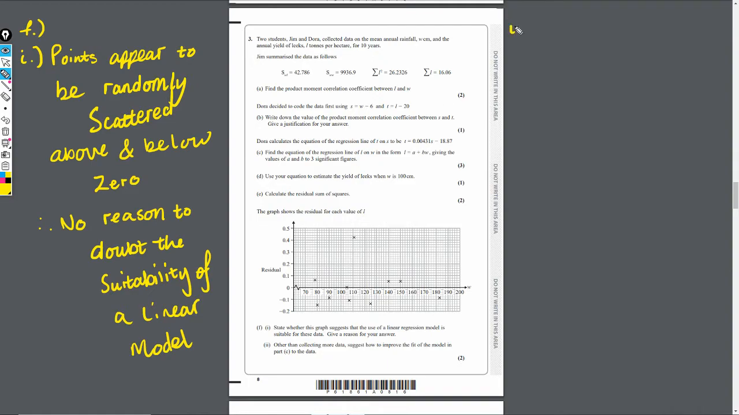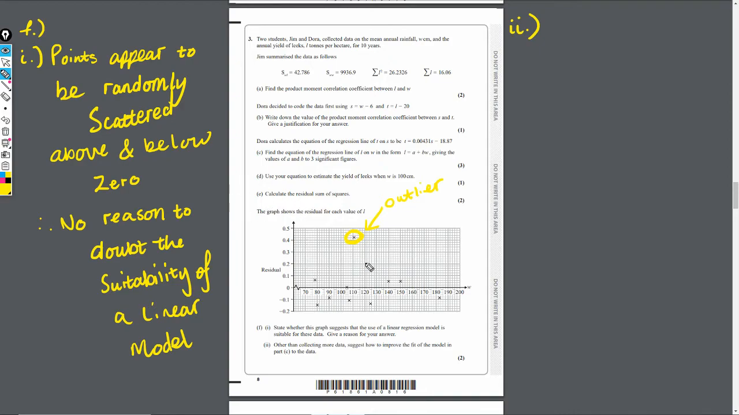And then the second part, part 2, it says, other than collecting more data, suggest how to improve the fit of the model in part C to the data. So if you look at this graph that they've given us here, hopefully there's one thing that's jumping out at you, and it would be this point here. Okay, this appears to be an outlier. So because of this, it is going to skew the data ever so slightly.